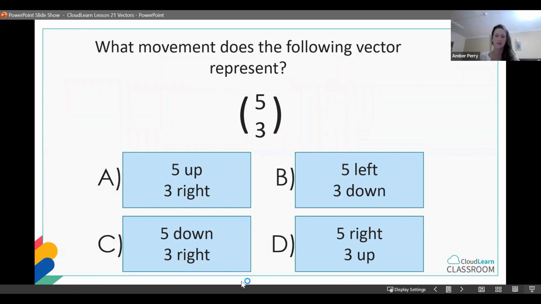If you are asked to do any translations, you'll be given a vector like this, and you'll be asked to move a shape, okay? So would you move it 5 up, 3 right, 5 left, 3 down, 5 down, 3 right, or 5 right, 3 up? Give you a chance to answer now. You should see a poll coming up. Pop your answer in for me.